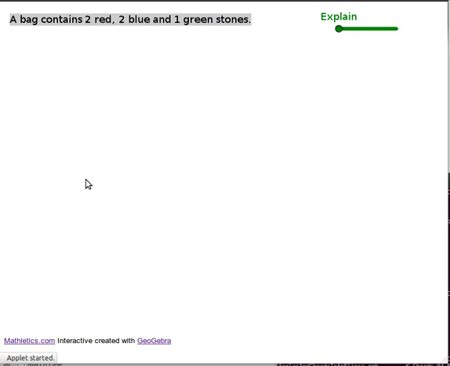In probability questions, you end up doing a lot of counting. And we are going to use today a tree diagram to help us count accurately. So in this, imagine if you will, you've got a bag that contains 2 red, 2 blue and 1 green stones. What are all the possible methods to select 2 stones?